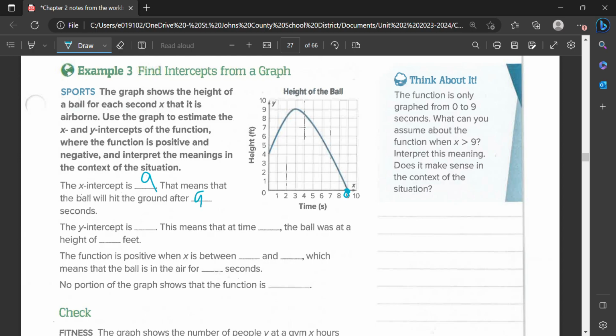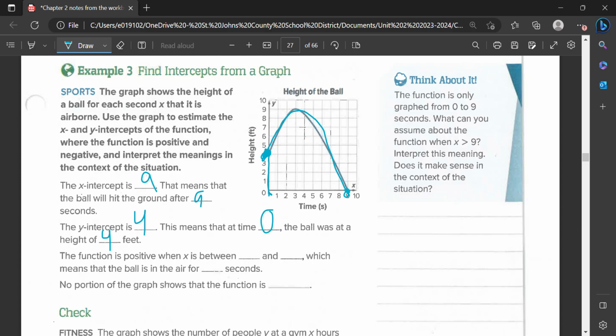That makes sense. If you hit the ball, it goes up and then it goes down. And you can think about that horizontal line like the ground, because height is y. So when it's 0, when there's no height, you're on the ground. The y-intercept is going to be 4. It's right up here. This means that at time 0, the ball was at a height of 4. That means the batter, in this case, hit the ball, and he was 4 feet above the ground.